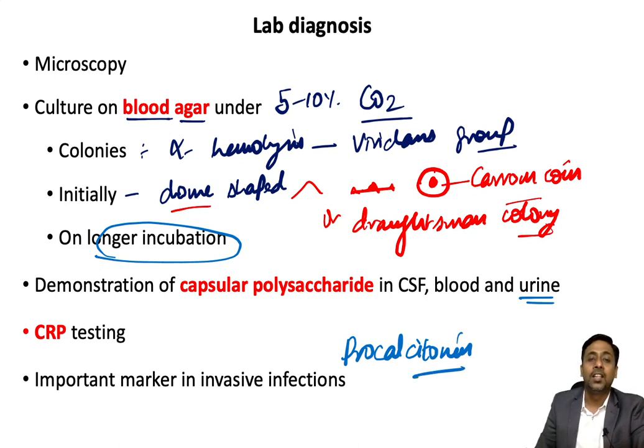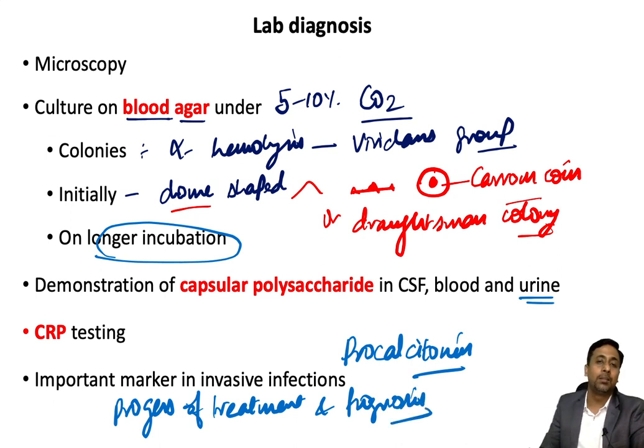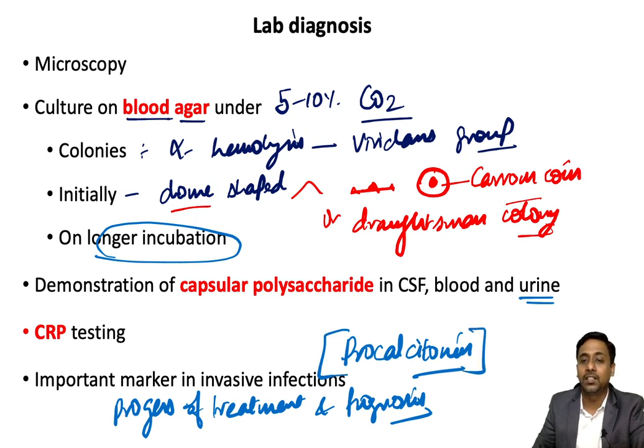Procalcitonin can be used to monitor the progress of treatment and prognosis. So it is an important marker because it will also tell whether the treatment is going on correctly or not, and also how the patient is responding. Okay, so procalcitonin becomes an important marker, especially in invasive infections such as meningitis.